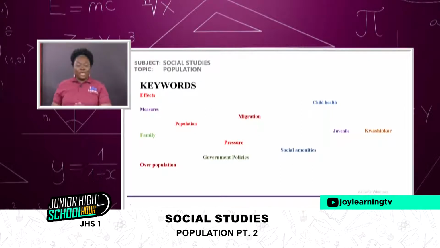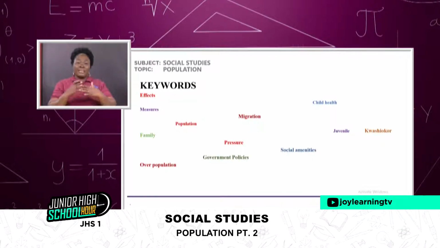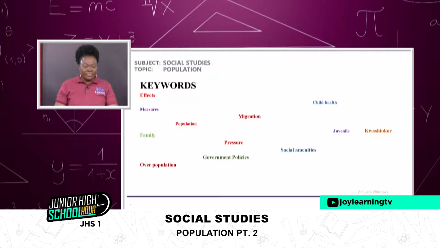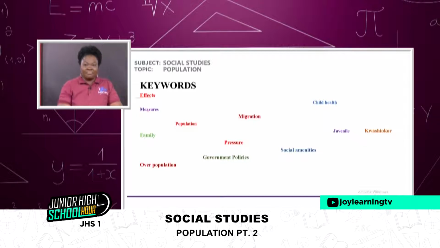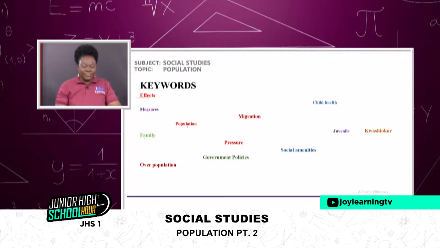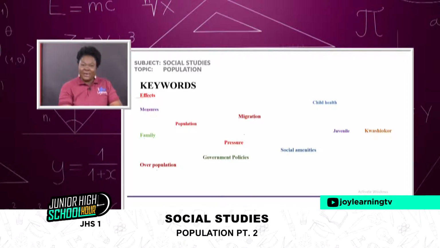Right. We are going to flip through the key words for today, the words that we are going to come across as we learn. The first word is what? Effects. Measures. And family. Overpopulation. You've heard that word before, the previous lesson. Population. You heard it before. Migration. Pressure. Government policies. Child health. Juvenile. Social amenities.